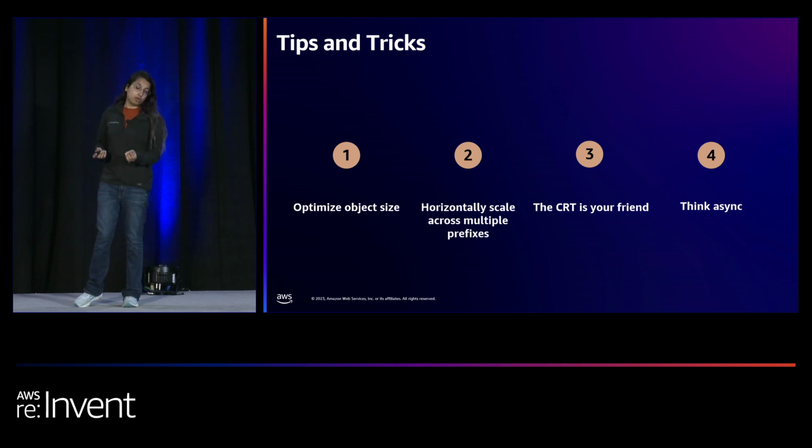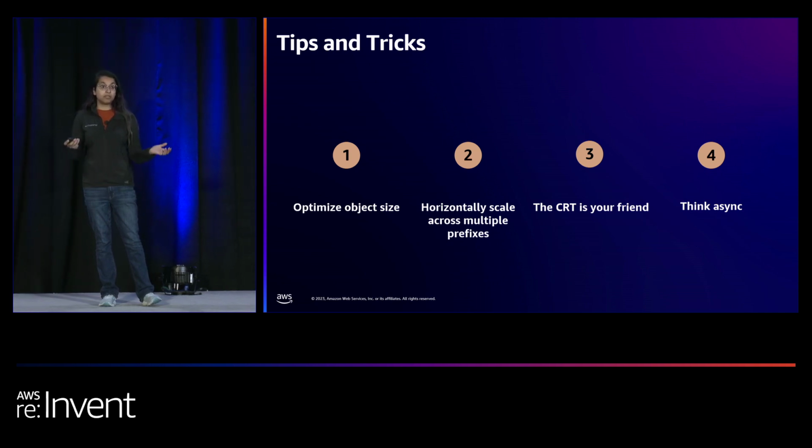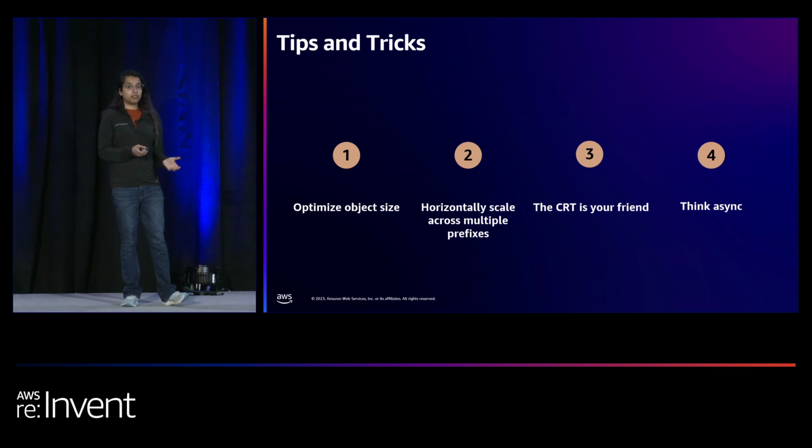We also try to scale across multiple prefixes. We talked about the per prefix limit for gets, and that's pretty high for a lot of things, but to get to that 800 gigabytes per second sustained performance, we need to utilize multiple prefixes, and we make sure that we use UIDs early in our paths to be able to shard across those multiple prefixes on the back end.